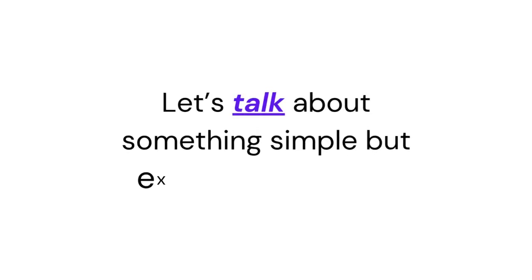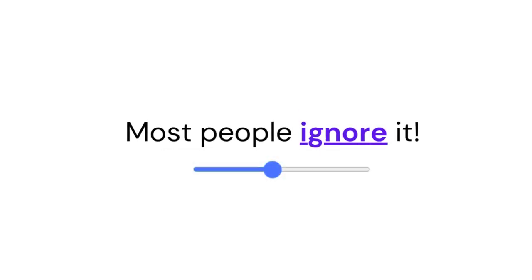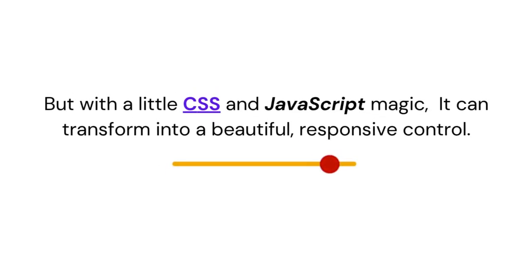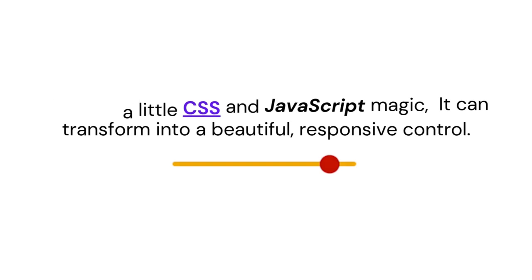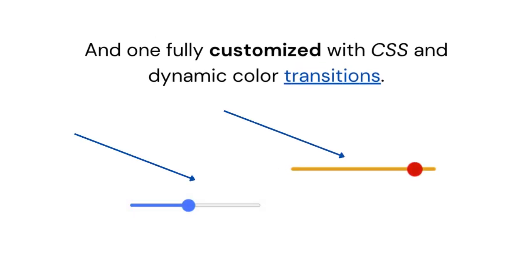Let's begin. Let's talk about something simple, but extremely powerful. The good old HTML range slider. Most people ignore it, but with a little CSS and JavaScript magic, it can transform into a beautiful, responsive control. Here, I'll show you two sliders, one without CSS and one fully customized with CSS and dynamic color transitions.